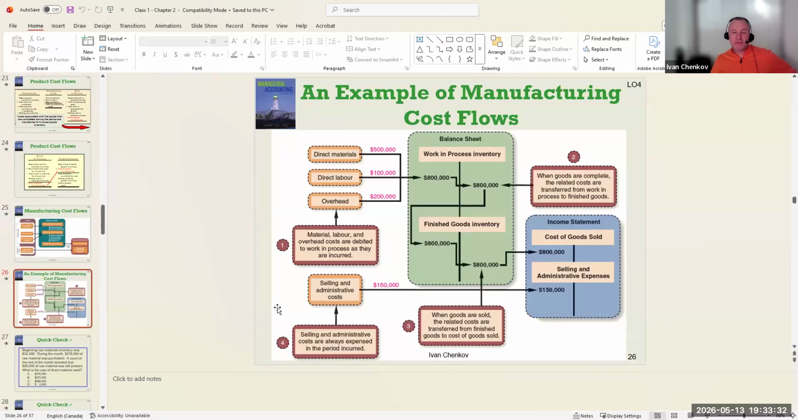Another flow of the manufacturing cost, now with a little bit of numbers. Again, we get the direct material, we get the direct labor, we get the overhead. Those three together, when they meet each other, they have to meet each other in the work in process. From the work in process, they have to move to the finished goods as a cost of goods manufactured. Once we have those finished goods, now they're available for sale. Once we sell them, they become cost of goods sold. Selling administrative expenses, on the other hand, are directly expensed on the income statement.